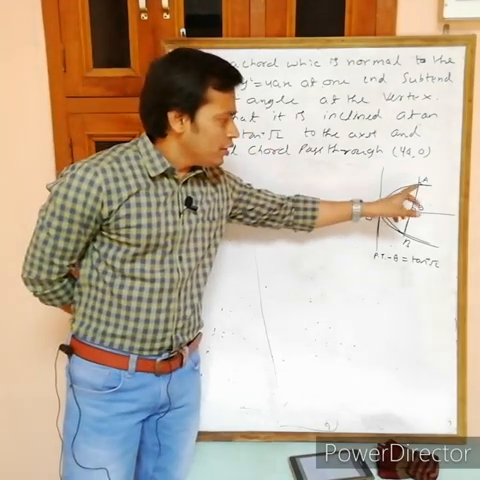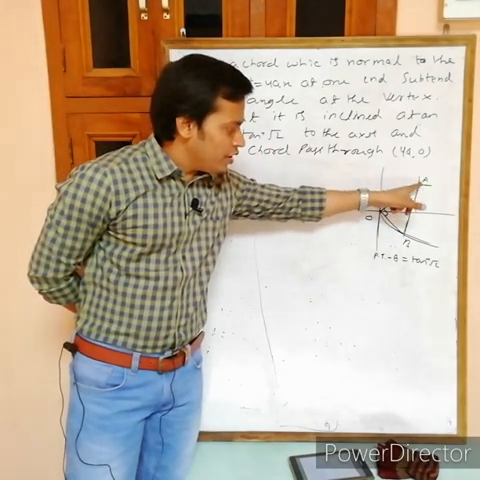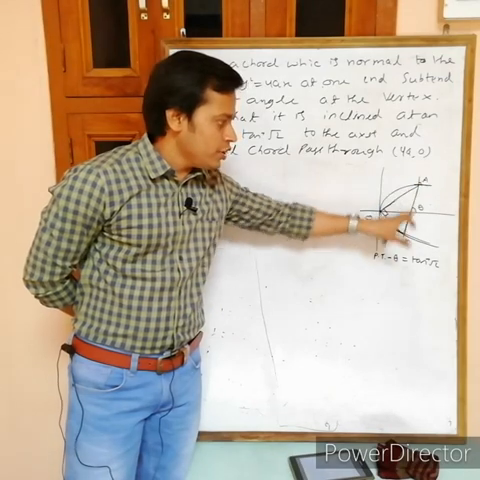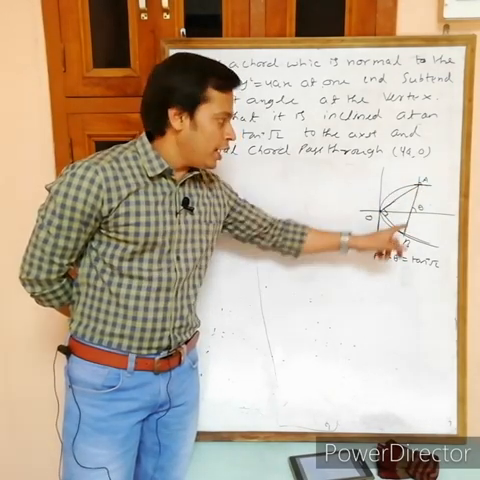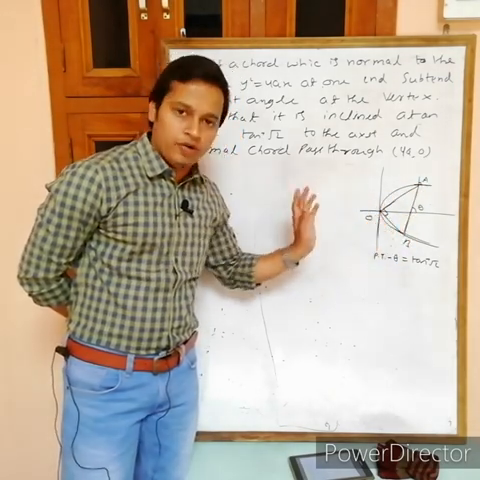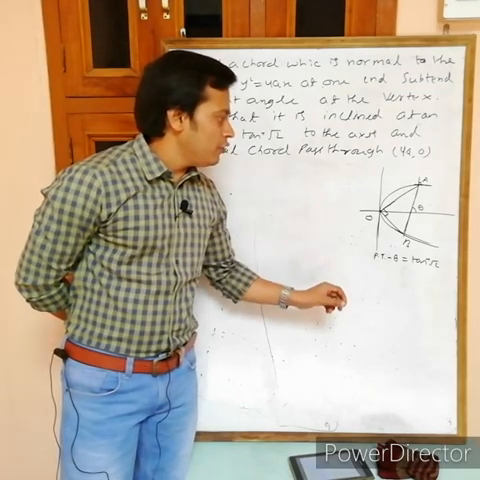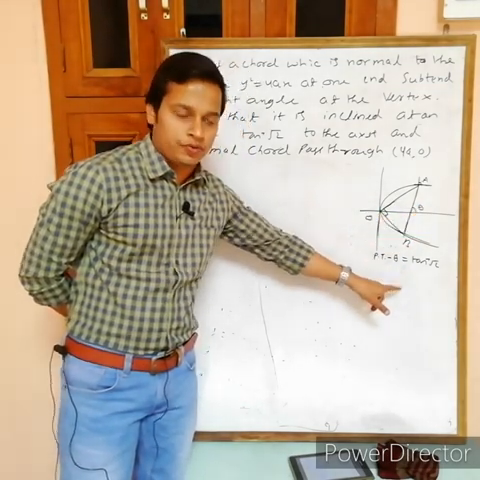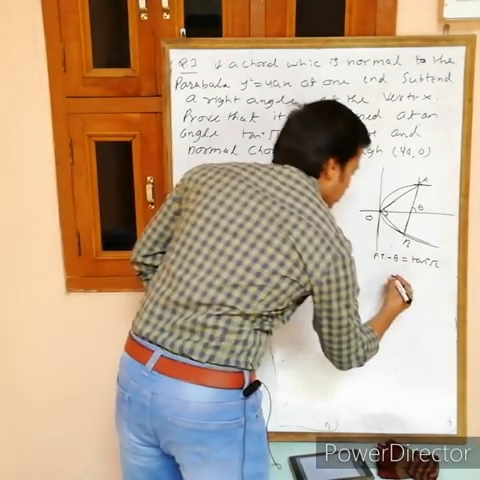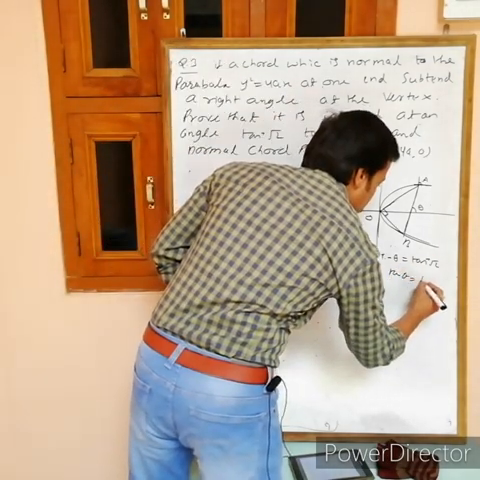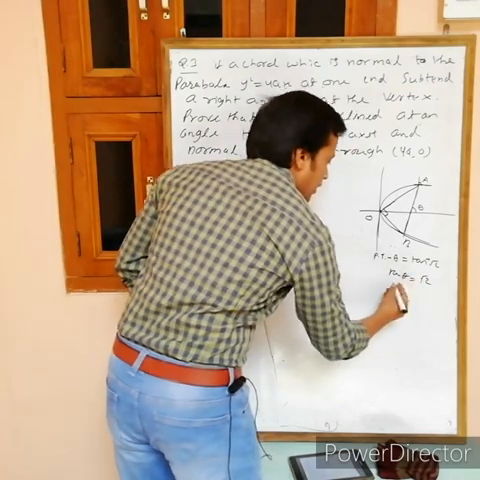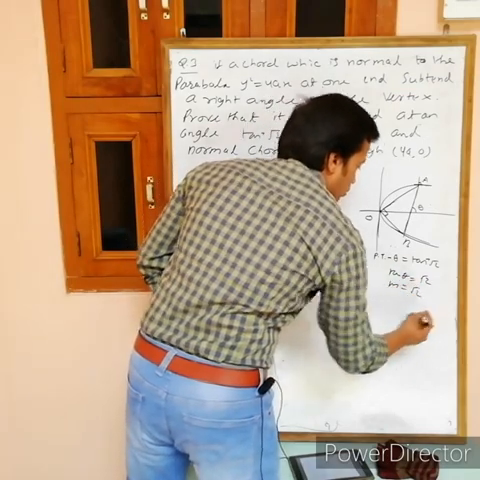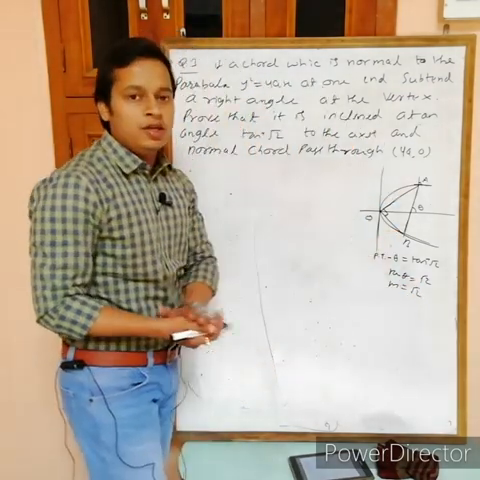I have to prove that we have a normal chord. This is the normal at A, and it subtends a right angle at the origin. We have to prove that this angle theta equals tan inverse root 2. It means I have to prove that tan theta equals root 2. Tan theta means m equals root 2, so the slope of AB is root 2.